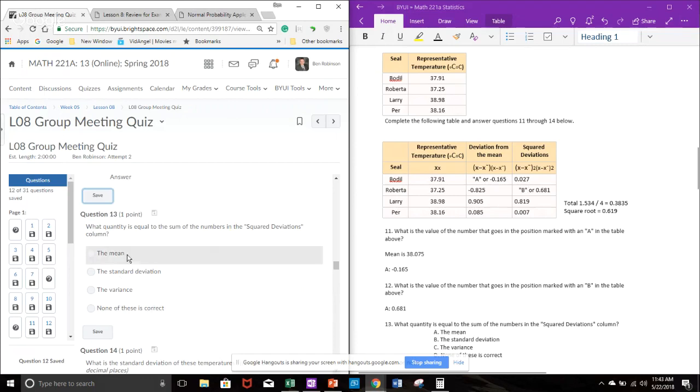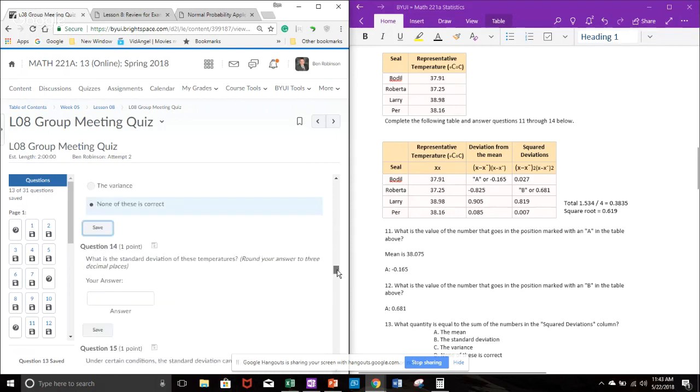So that's not the mean, because you have to divide it by 4 to get the mean. It's not the standard deviation, because you have to take the square root of that to get the standard deviation. And I don't know what the variance is, but none of these is correct. I agree with you.